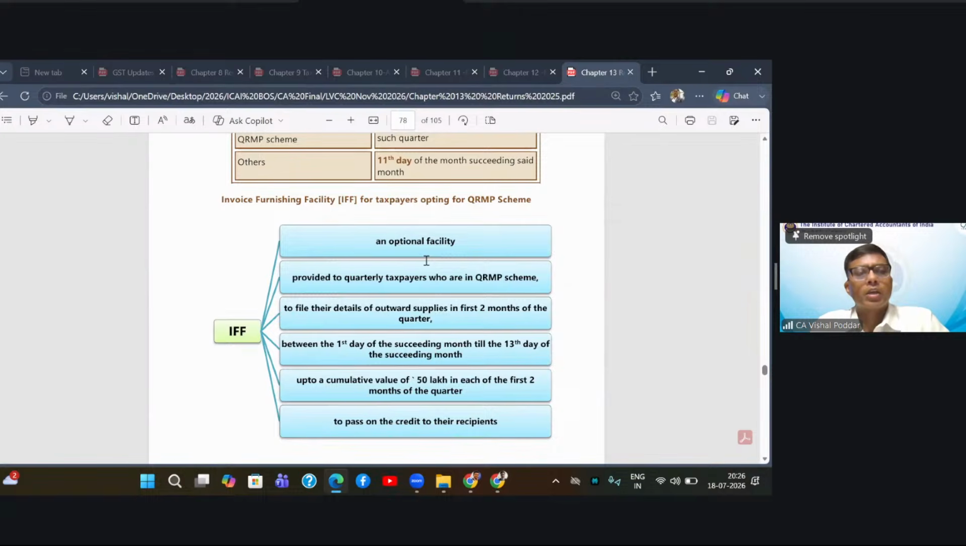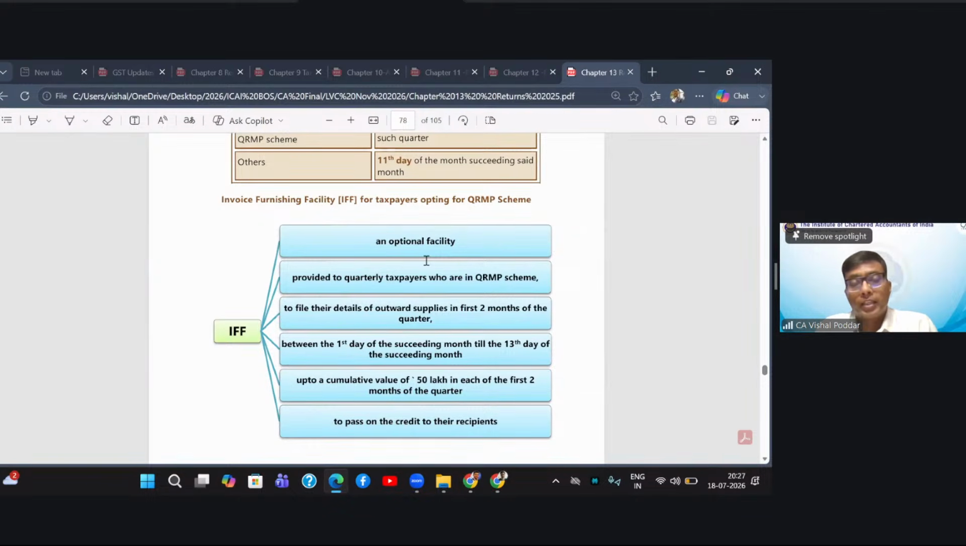Now, let us understand this QRMP. In the first 2 months of the quarter, the taxpayer pays tax on an estimated basis, and at the time of the return after the end of the quarter, it will cover those tax payments, and only the difference tax has to be paid at the time of doing the return.